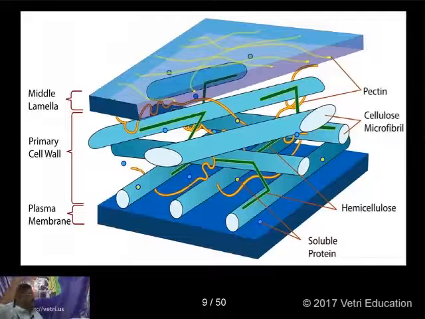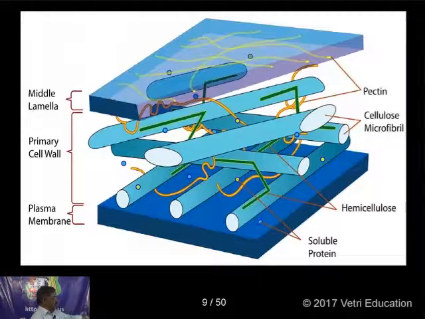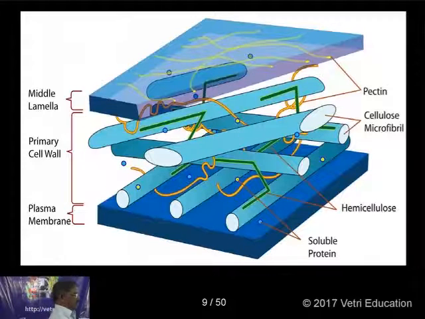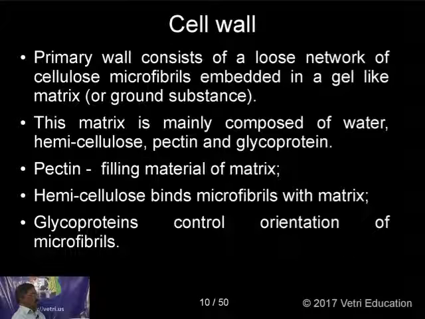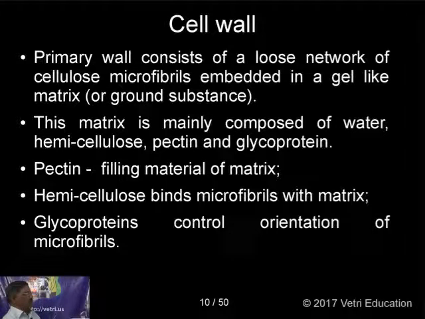Now let us see. Here you can find the middle lamella. Below the middle lamella is the primary wall and then the plasma membrane. A number of cellulose microfibrils are oriented and form the primary wall. The primary wall consists of a loose network of cellulose microfibrils embedded in a gel-like matrix or ground substance. This matrix is mainly composed of water, hemicellulose, pectin and glycoproteins. Pectin is the filling material, hemicellulose binds the microfibrils with the matrix, and glycoproteins control the orientation of these microfibrils.